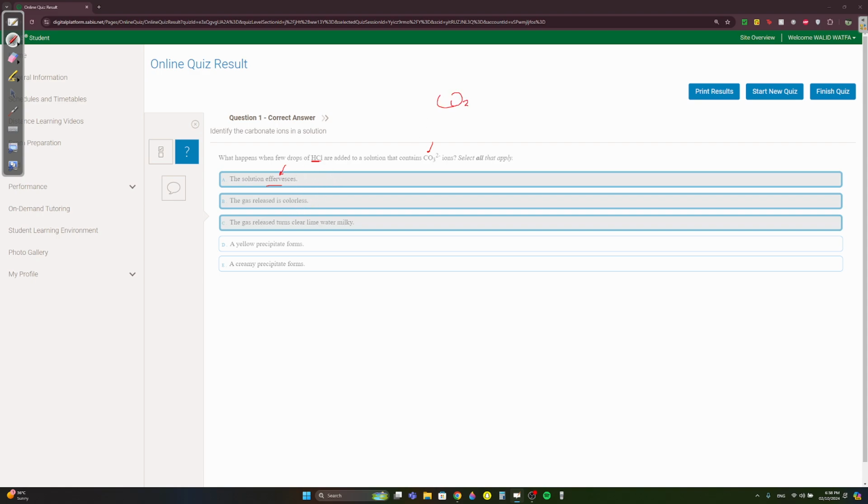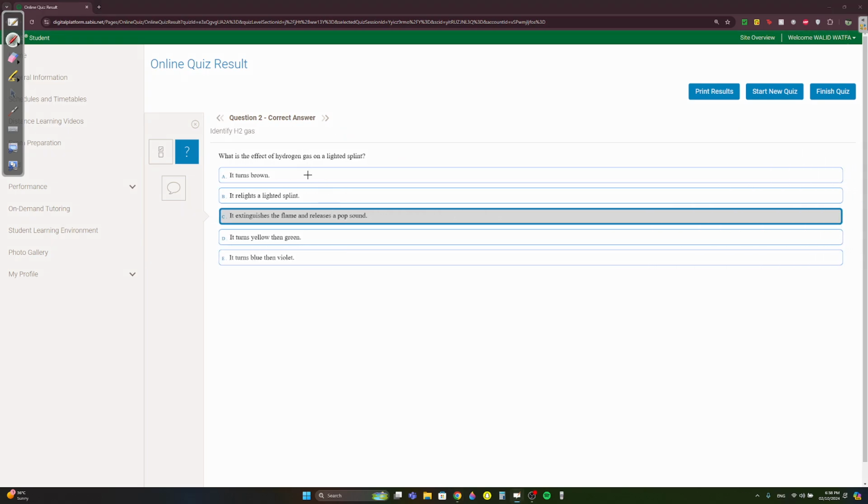Before we continue, we know CO3 2-. When you add an acid, H+, you get CO2 gas plus H2O liquid water. So we get a gas, it's colorless. We know carbon dioxide doesn't have any color. The gas turns lime water milky, obviously. Does it form a yellow precipitate? No. Creamy? No, no. Okay.